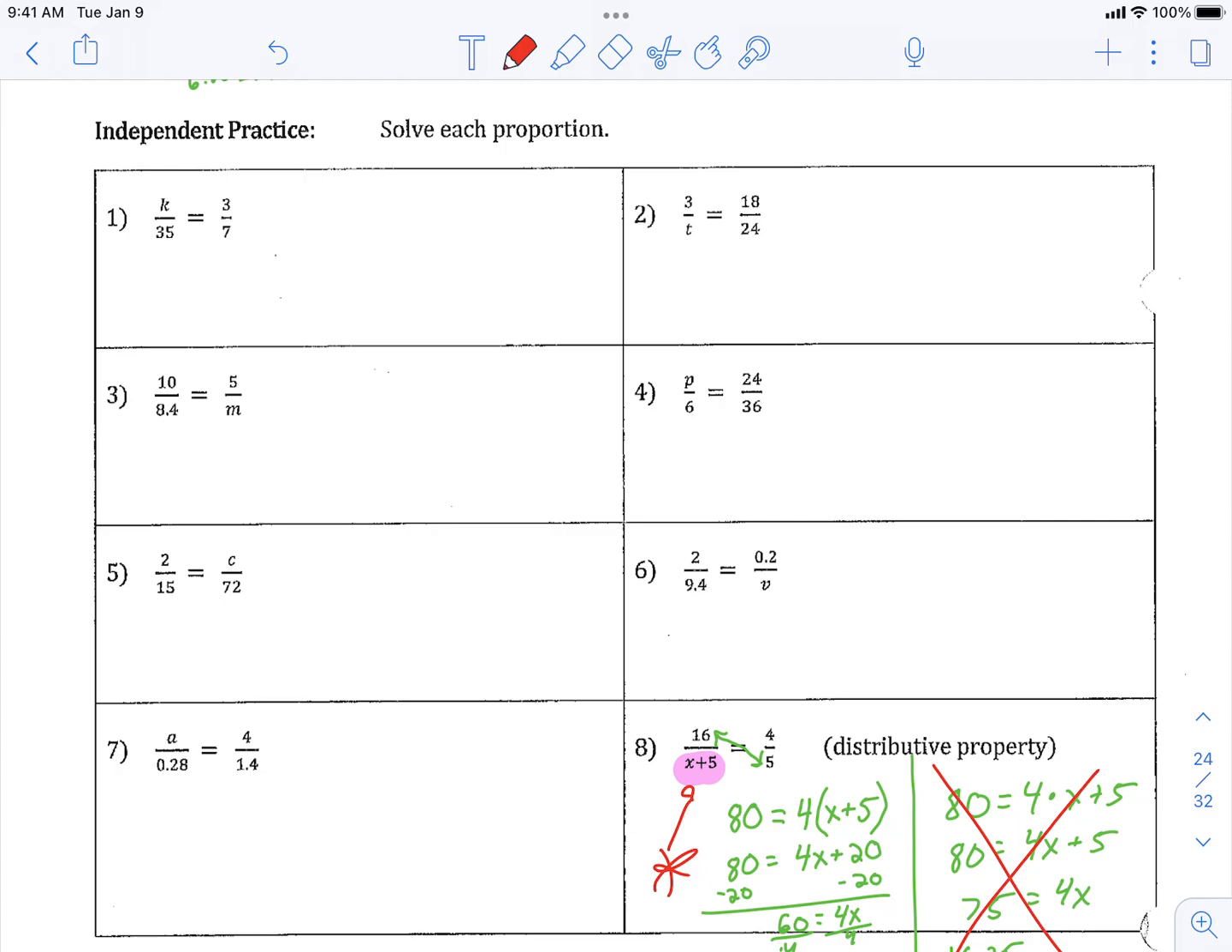Okay, so you can try 1 through 7 now. Please pause the video, and then when you're finished, unpause it, and I will write the answers in.